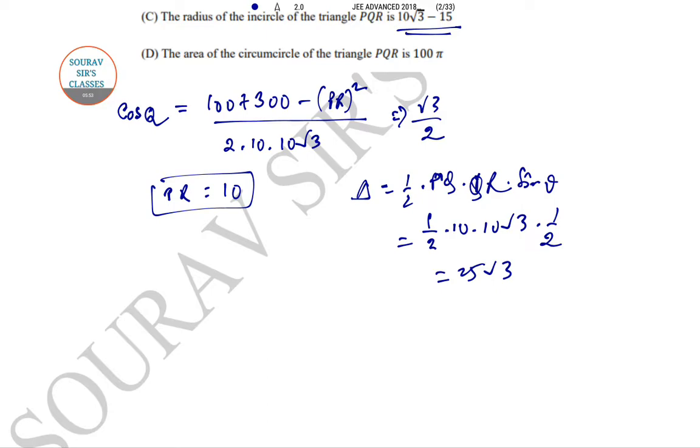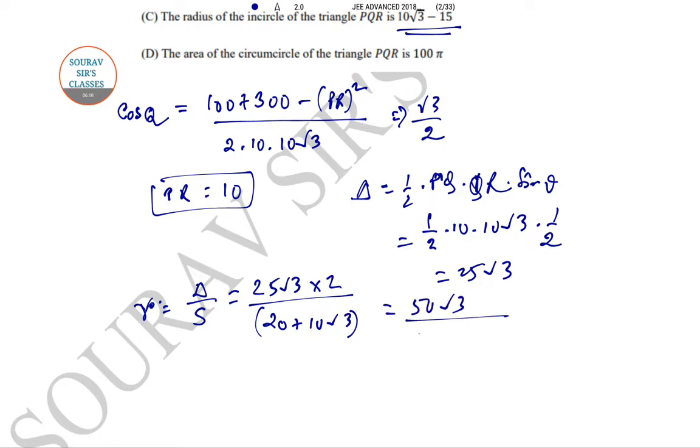Now r equals delta by s, so 25 root 3 divided by (20 plus 10 root 3 plus 10) over 2. So this is simply 50 root 3 by (20 plus 10 root 3), and putting it like 5 root 3 in the answer structure, finally it will give 10 root 3 minus 15.